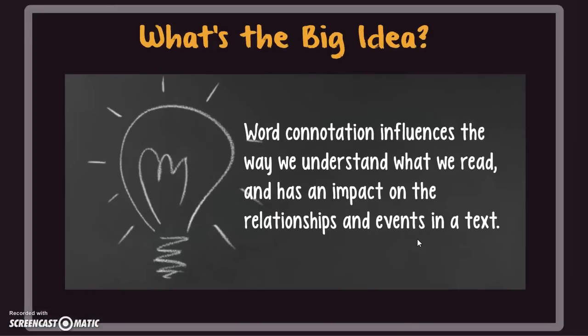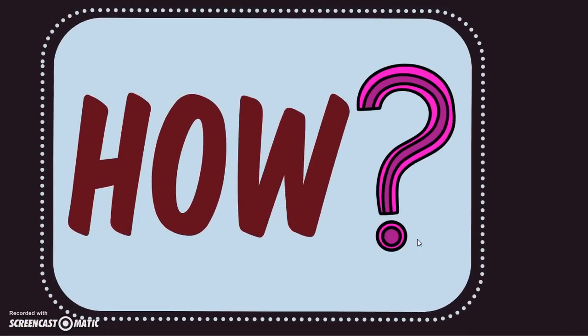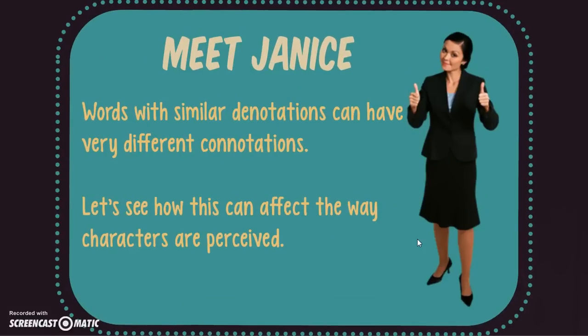So what's the point of this? So we know that word connotation influences the way we understand what we read, and has an impact on relationships and events that happen in a text. If there was no tone, the story wouldn't be interesting. You would be bored because the words would not have any meaning for you. So how do they impact that? Well, very quickly. Here's Janice, and you'll be able to quickly see, you don't have to write any of this down, you're just listening, how characters are perceived by words that have similar denotations but different connotations.